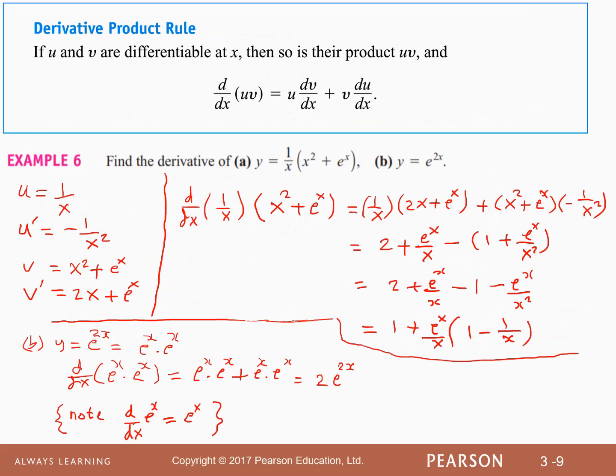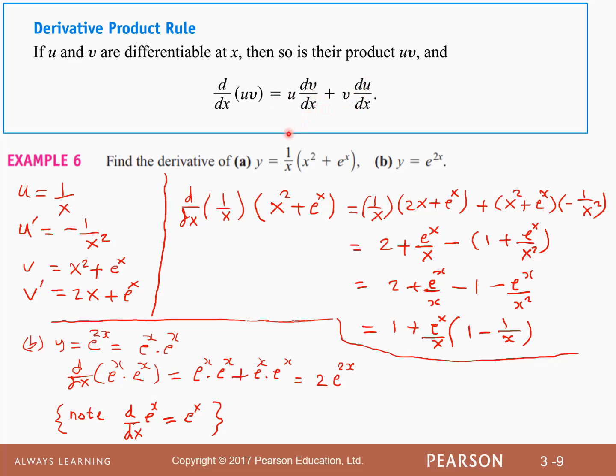Now we will go ahead and discuss the derivative product rule. It says if u and v are differentiable at x, then so is their product, u multiplied by v, also differentiable at x. If that is the case, then we can find the derivative of the product of u times v. That's going to be equal to u multiplied by the derivative of v plus v multiplied by the derivative of u.